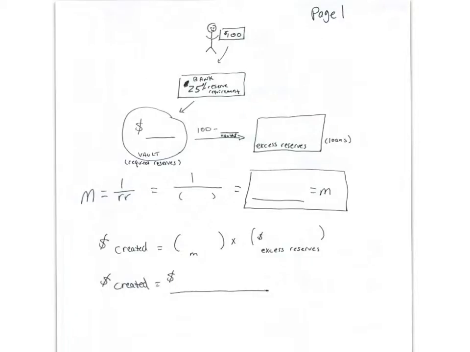In a fractional reserve banking system, the bank does not have to keep all of the money on hand. It has to keep some in required reserves, and then it can loan out the rest in excess reserves.